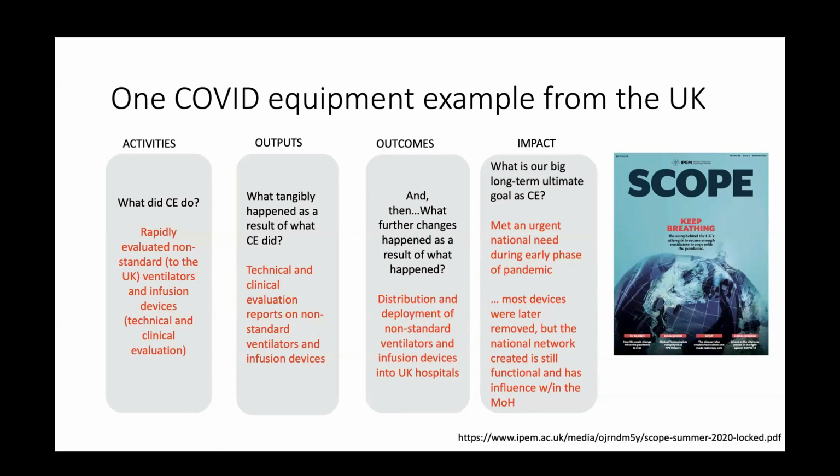And Dan noted, which was also really interesting to see and a really nice success angle to this specific theory of change story, that eventually most of the devices were later removed from service when their more standard devices were more widely available. But the national network that was created through this initiative is still functional and has influence within the Ministry of Health. So a great example of how our profession's work was really highlighted during the pandemic and the importance of it. So that's one example of a theory of change model.